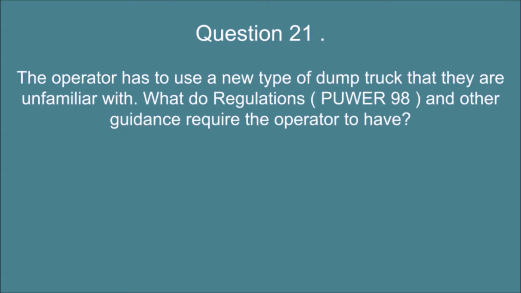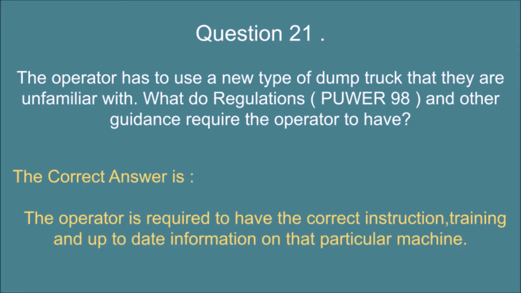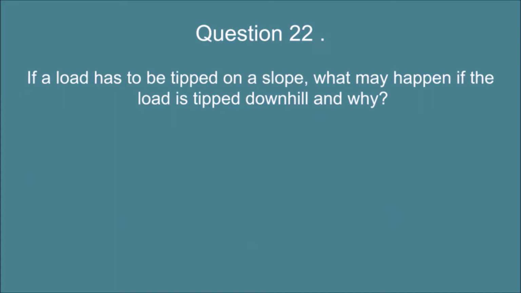Question 21. The operator has to use a new type of dump truck that they are unfamiliar with. What do regulations, PUWER 98, and other guidance require the operator to have? The correct answer is: the operator is required to have the correct instruction, training, and up-to-date information on that particular machine.